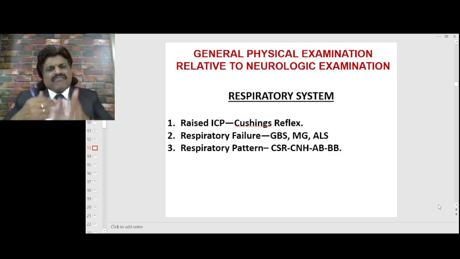descending and affecting the different parts of the neuro axis. If it is the cerebral cortex, it will be Cheyne-Stokes respiration. If it is midbrain, it will be central neurogenic hyperventilation. If it is pons, it's going to be apneustic breathing. If it is medulla oblongata, it's going to be Biot's breathing.